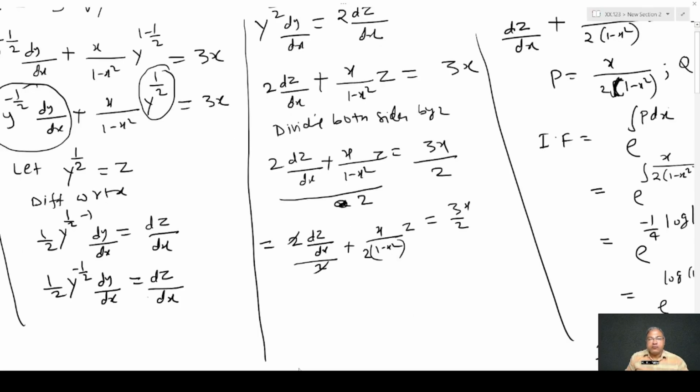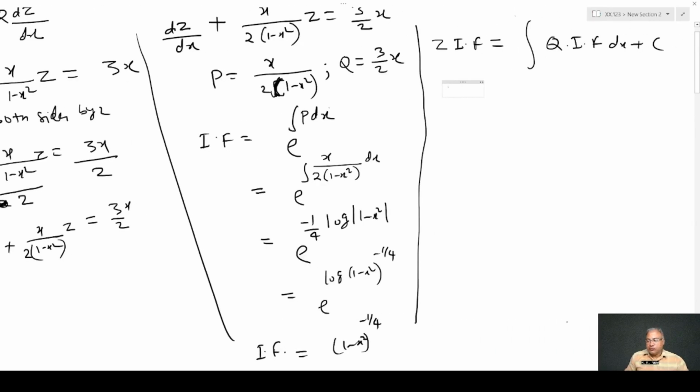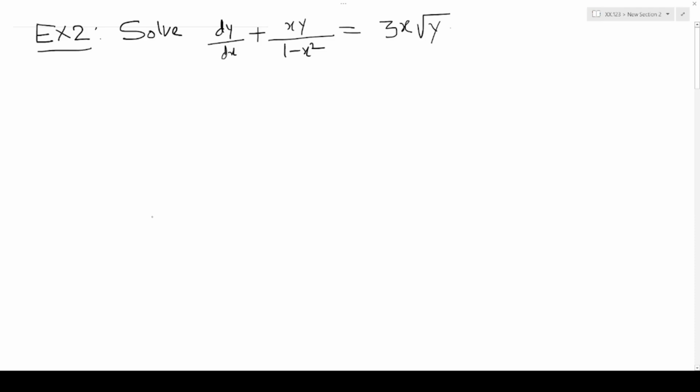Now, what is the z value? Z is nothing but y raised to 1 by 2. So here, y raised to 1 by 2 multiplied by the integrating factor, that is (1 minus x square) raised to minus 1 upon 4, and q. Let us solve one more example.